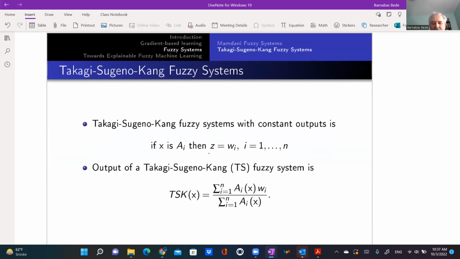What is the advantage? It has a linear dependence on these w's. And if you remember, linear dependence allows us to do least squares learning. So that's the advantage of Takagi-Sugeno systems. We can learn these parameters using least squares, just get the best value, with no need for iterations in this case.